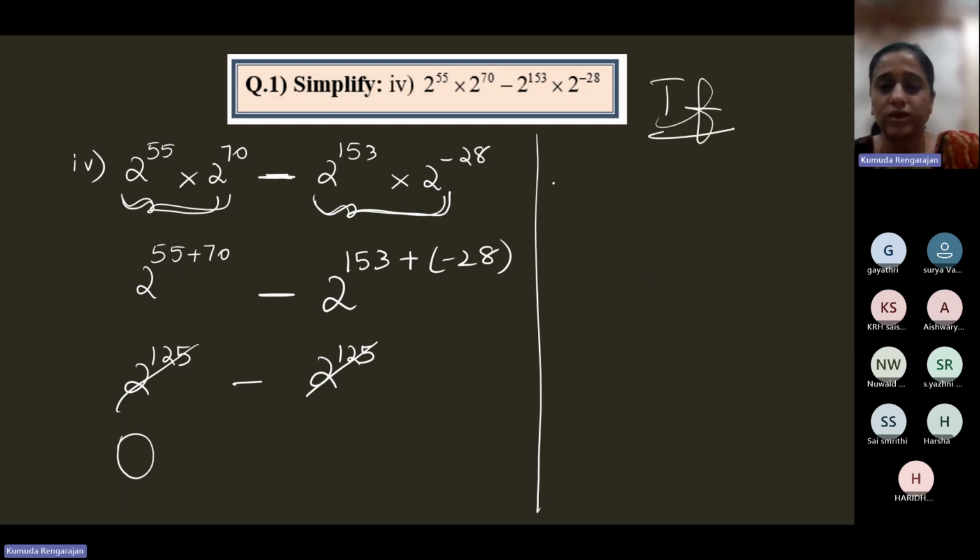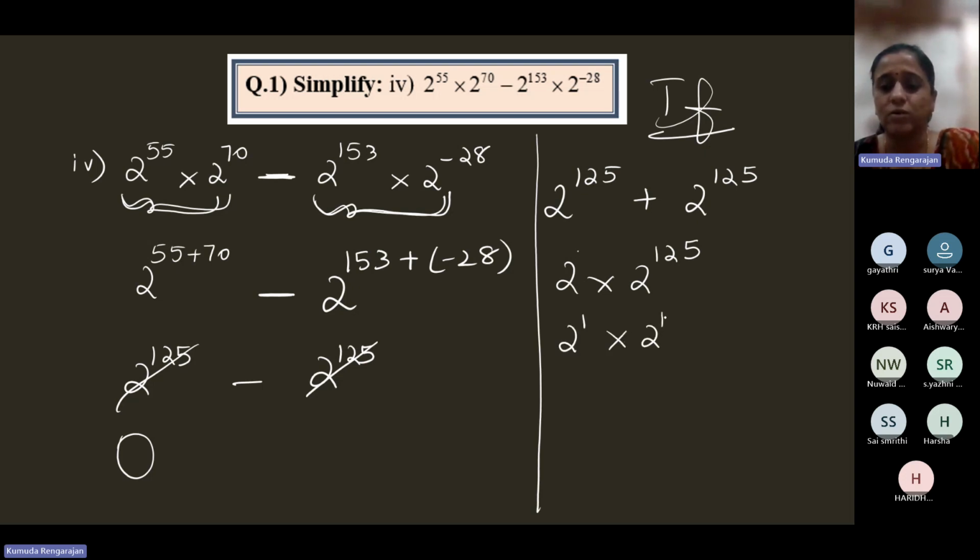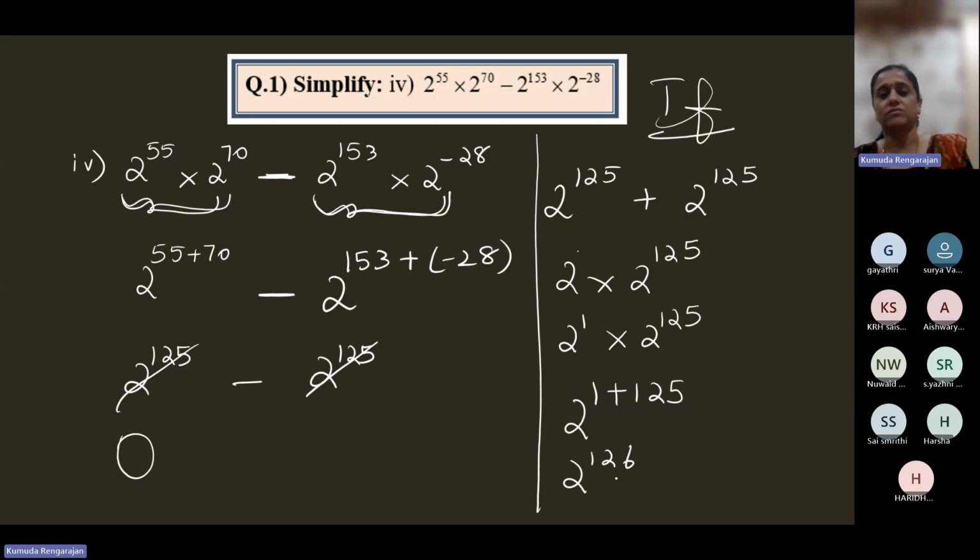So in the situation where we have 2 to the power 125 plus 2 to the power 125, it's a repeated addition. Something is taken 2 times, something is added to itself. So it is 2 into 2 to the power 125. Now this is nothing but 2 to the power 1 into 2 to the power 125. So the bases are the same, 2 and 2, and it's multiplication, so we need to add the powers. 1 plus 125, so 2 to the power 126.